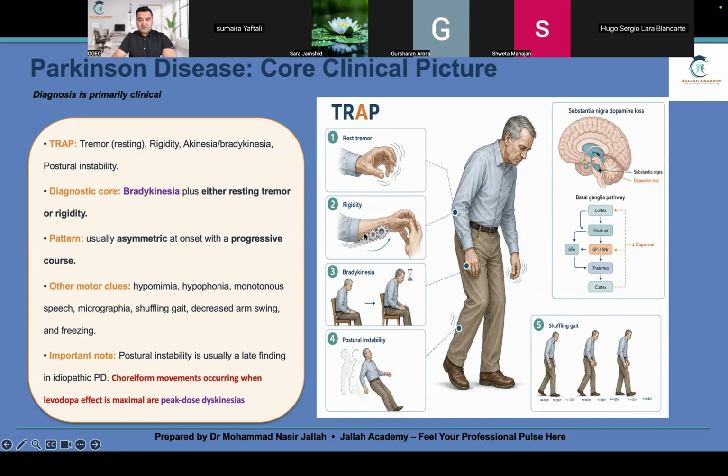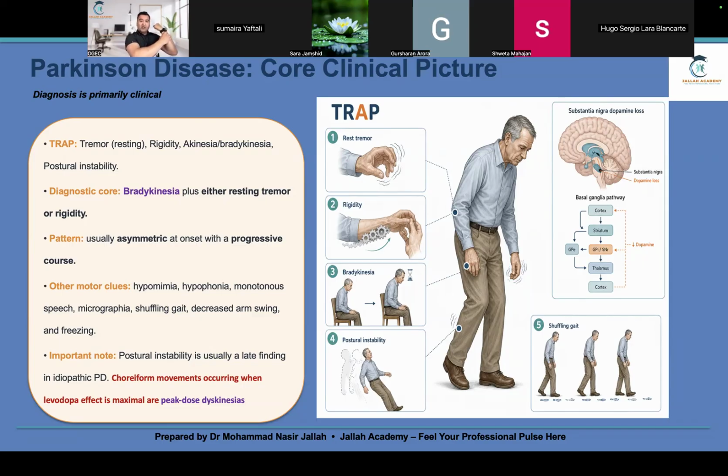R stands for rigidity. And what kind of rigidity will the patient have? Cogwheel rigidity. So when you ask the patient, which we are going to do in the exam, when you're trying to open the patient's hand, it will be like cogwheel. You can't do this smoothly, and it's not spastic. It is level by level. And it's not directional dependent.